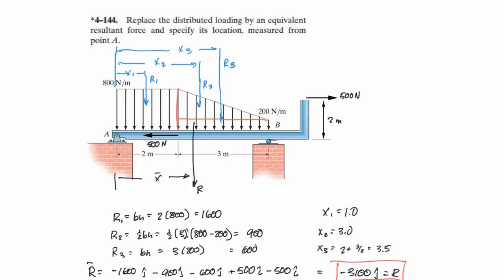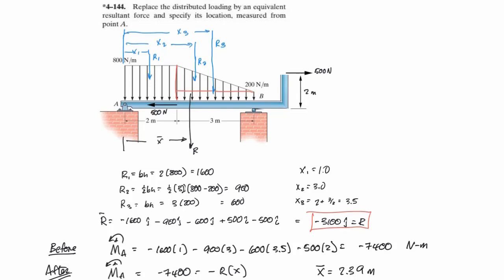Let's add all of the forces that we see. Got negative 1600, negative 900, negative 600, and that's in the J direction. Now I'll need to add this couple in here, so I got positive 500 in the I, negative 500 in the I. Obviously they cancel out from some of the forces in the X direction, and here we have our resultant. Now what we want to do is find out what the moment about A is in the before condition, and then we'll figure out what X bar needs to be.